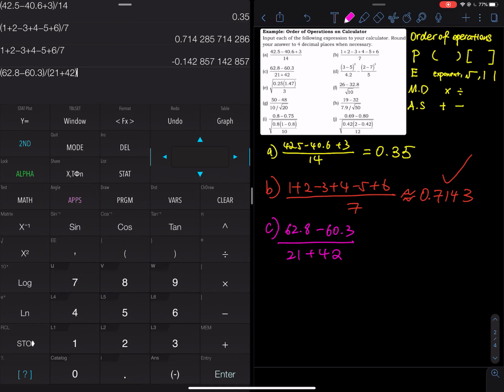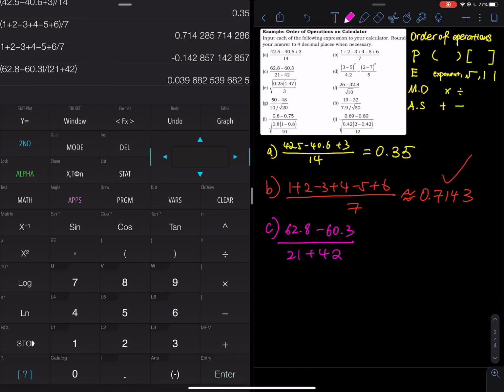That's why I asked you to practice this in this problem, and I expect you to have your calculator right in front of you. So that is approximately equal to 0.0397. All right, that is C.